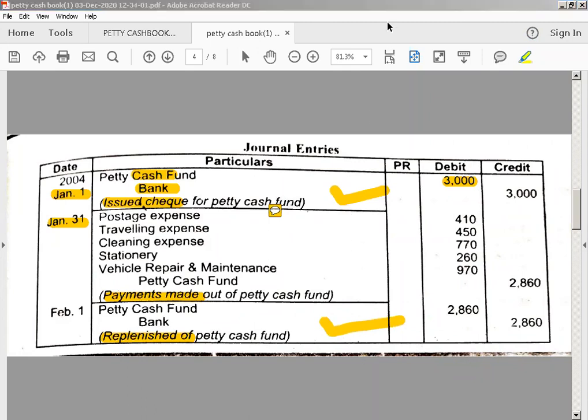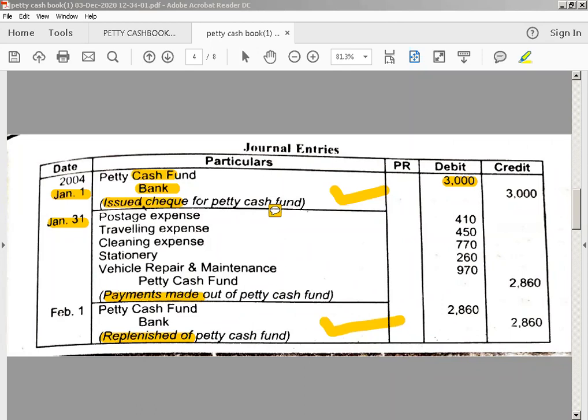Okay, now okay girls, this is your journal entry for the petty cash fund which we have discussed in today's class. Now this is the complete topic of the petty cash book, which needs to be understood, and inshallah from the board's perspective you will only get the requirement part: prepare the petty cash book and only record the journal entries of the petty cash book. So this is all about the topic of petty cash book.